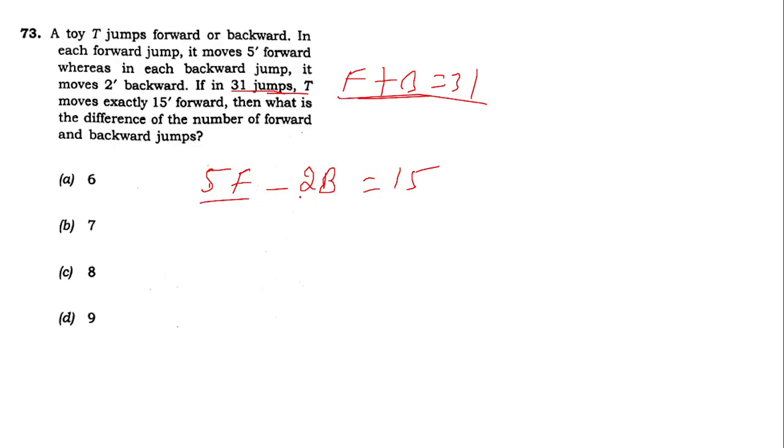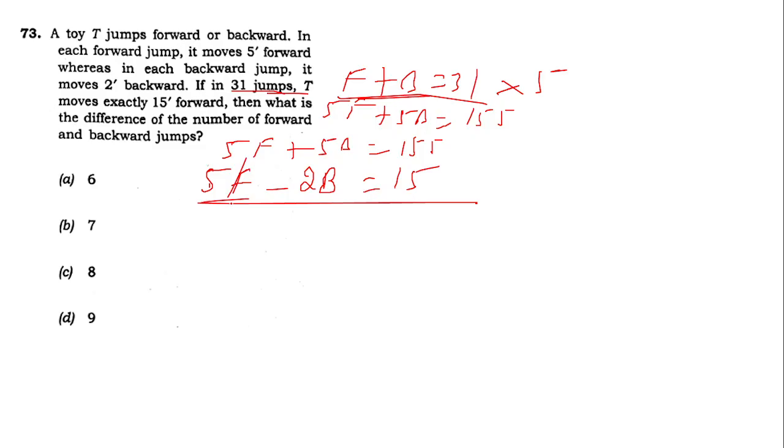Since we have 5F here, I will multiply this by 5. So this becomes 5F plus 5B is equal to 155. I'll write it here. When we subtract these two, the 5F terms get cancelled, and the minus becomes plus. So this becomes 7B is equal to 140, or B is equal to 20.